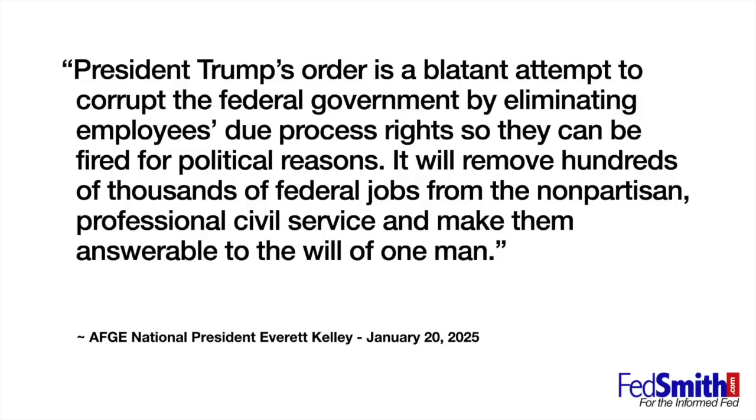The unions are strongly opposed to Schedule F. A lawsuit's already been filed about it. And one of the unions came out with a statement that says this order is a blatant attempt to corrupt the federal government by eliminating employees' due process rights so they can be fired for political reasons. Is the federal government a non-political workforce? You've got the Hatch Act preventing actions by federal employees of a political nature, and the special counsel will investigate. And some employees have been fired, disciplined, etc., for engaging in political activity. That doesn't apply to federal unions.